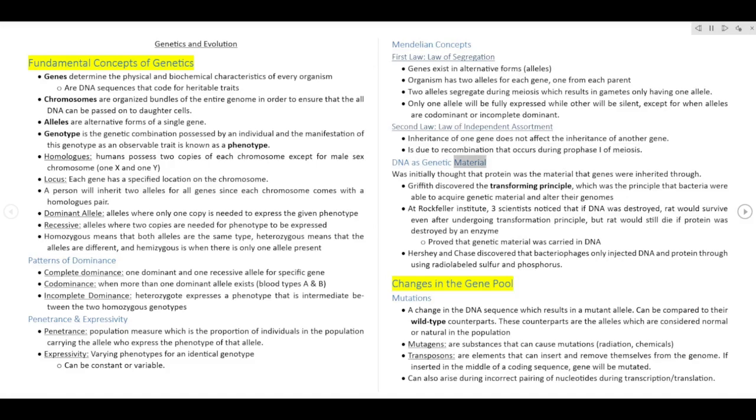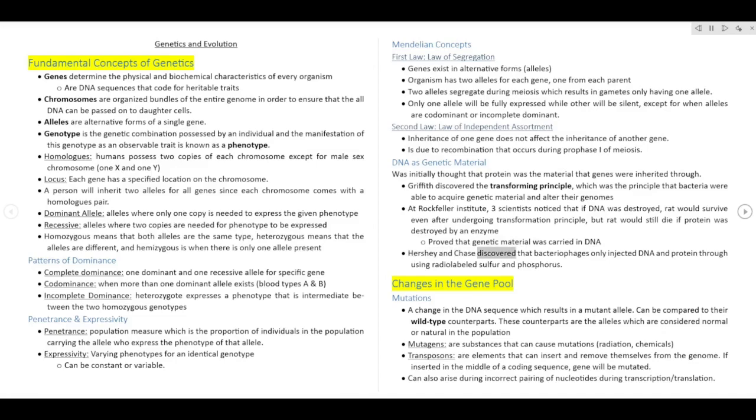DNA as genetic material. It was initially thought that protein was the material through which genes were inherited. Griffith discovered the transforming principle, which was the principle that bacteria were able to acquire genetic material and alter their genomes. At Rockefeller Institute, 3 scientists noticed that if DNA was destroyed, the rat would survive even after undergoing the transformation principle, but the rat would still die if protein was destroyed by an enzyme. This proved that genetic material was carried in DNA.